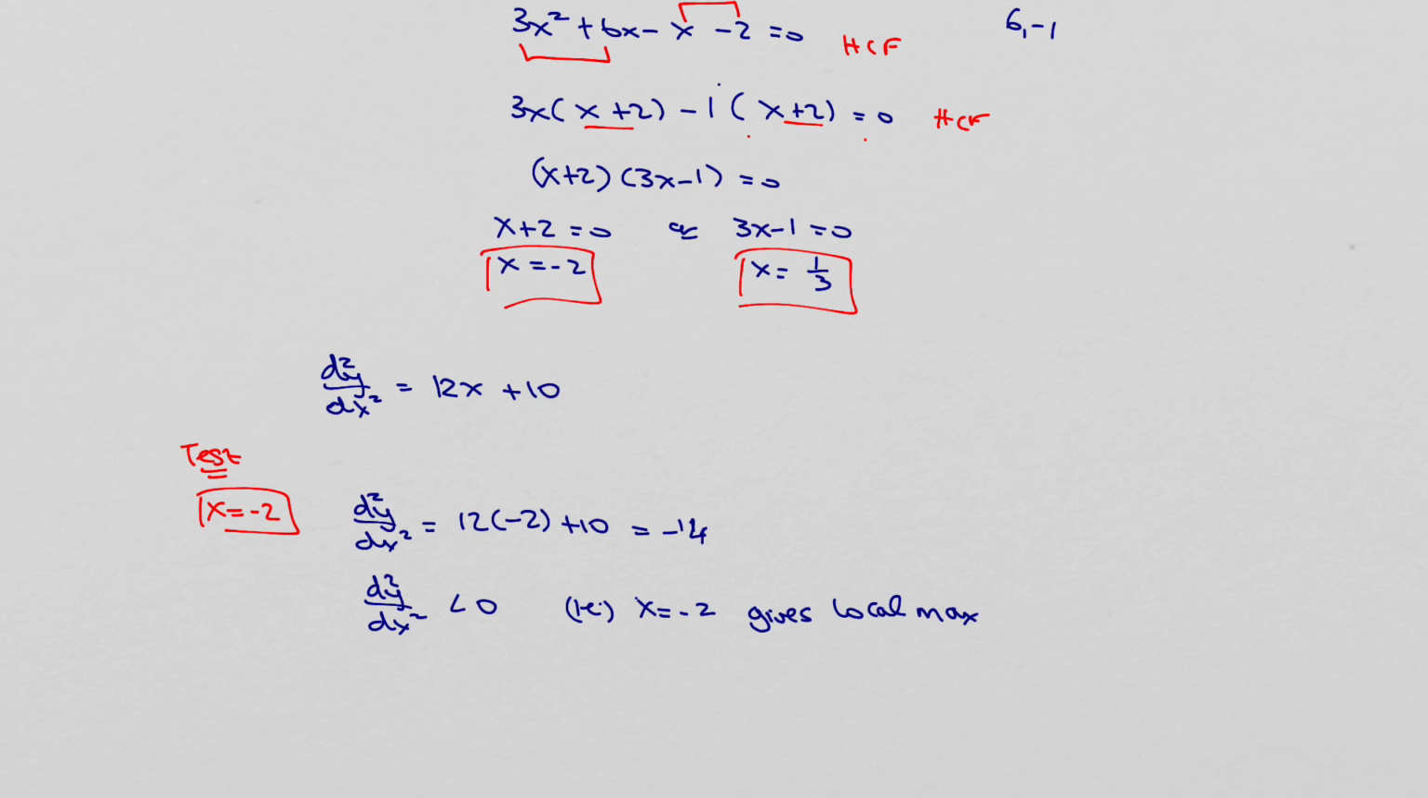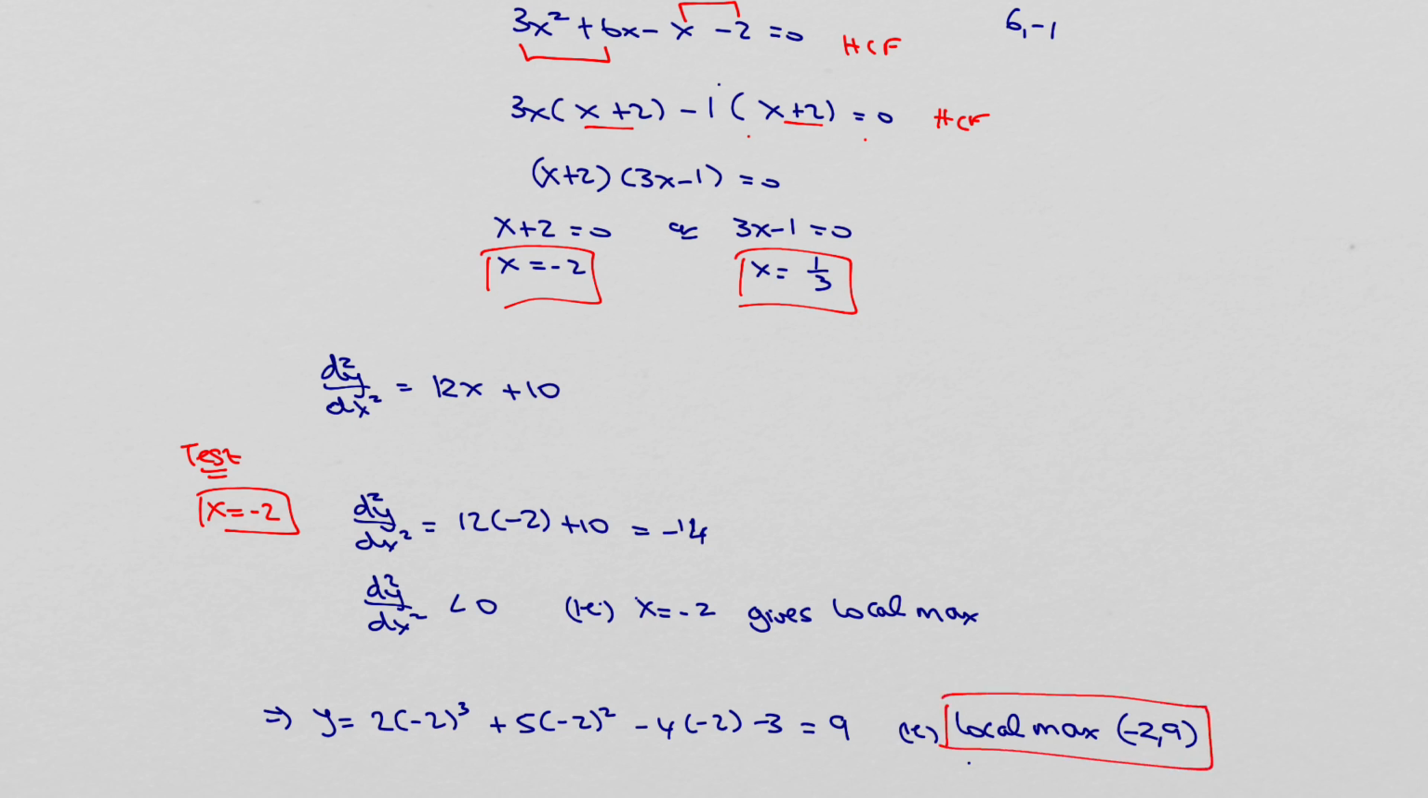And if I sub in x equals minus 2 into y, well, we end up with 2 times minus 2 cubed plus 5 times minus 2 squared minus 4 times minus 2 minus 3, which is 9. And therefore the local max is minus 2, 9.